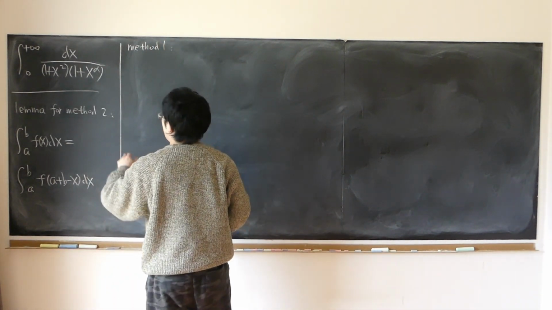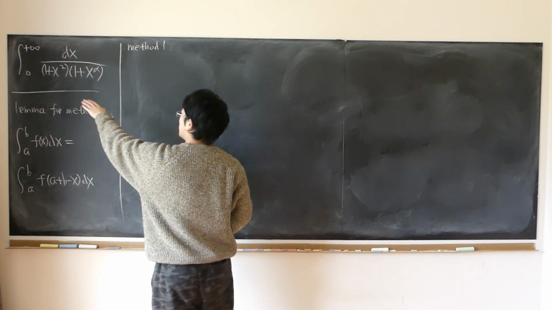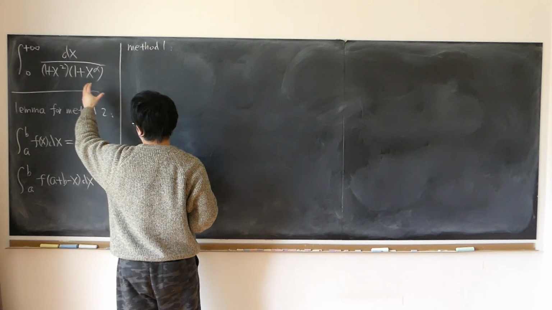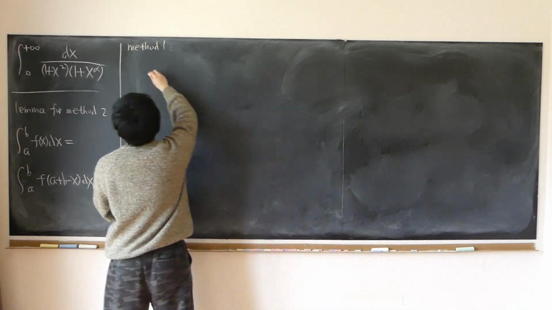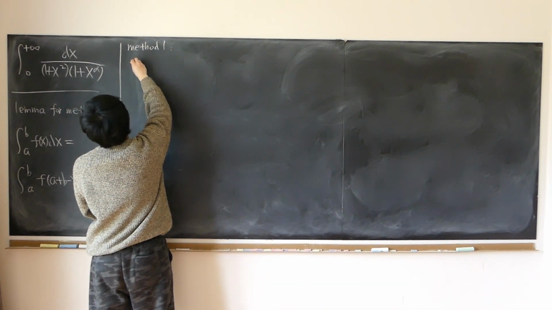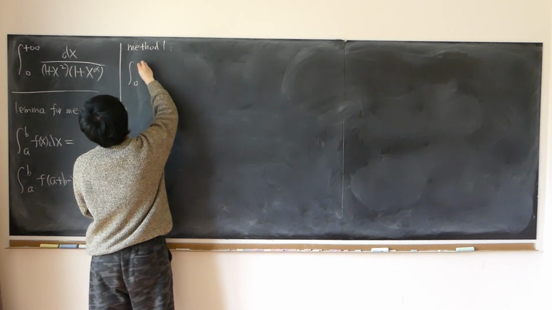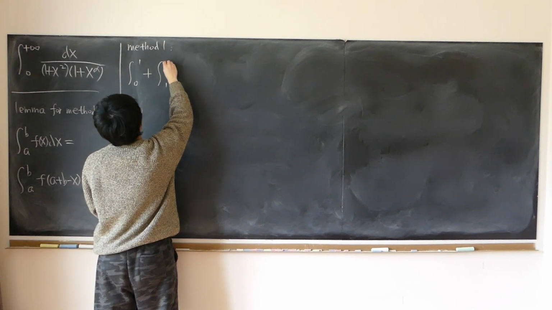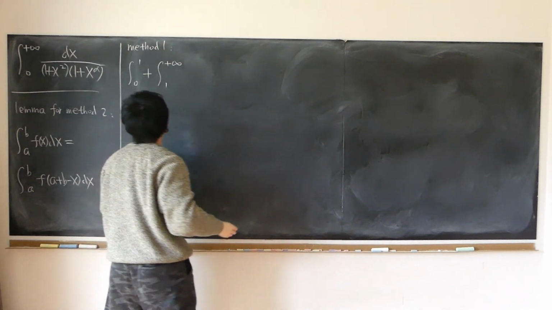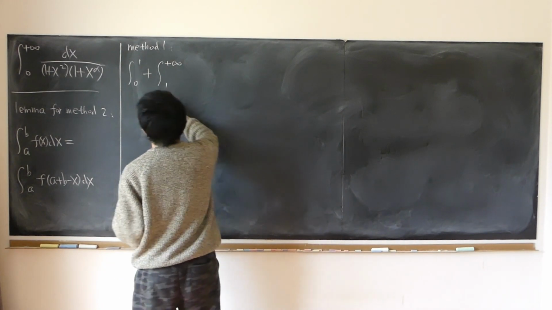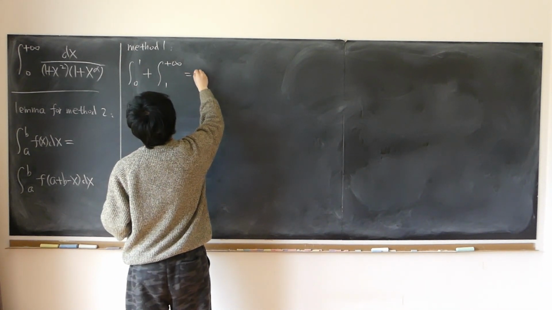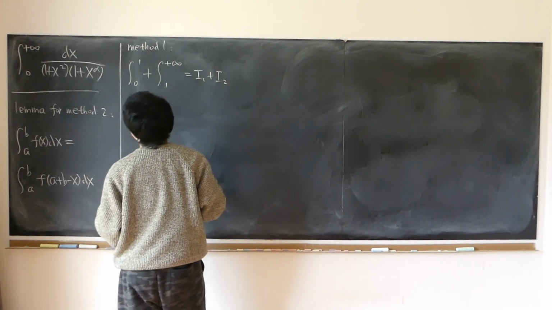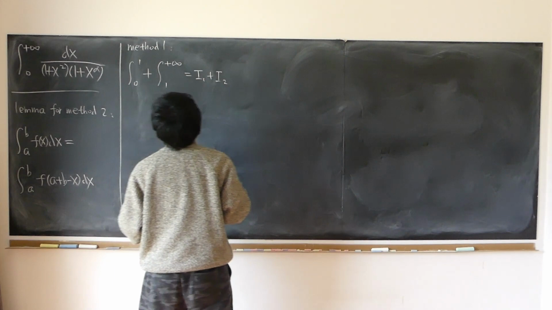The usual common technique to deal with improper integrals like this is to first split it into two different integrals: from 0 all the way up to 1, then from 1 all the way up to positive infinity. Let's call the first integral I1, the second integral I2.